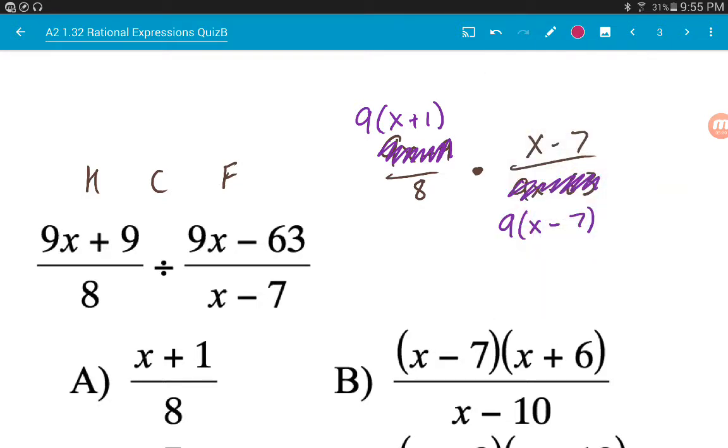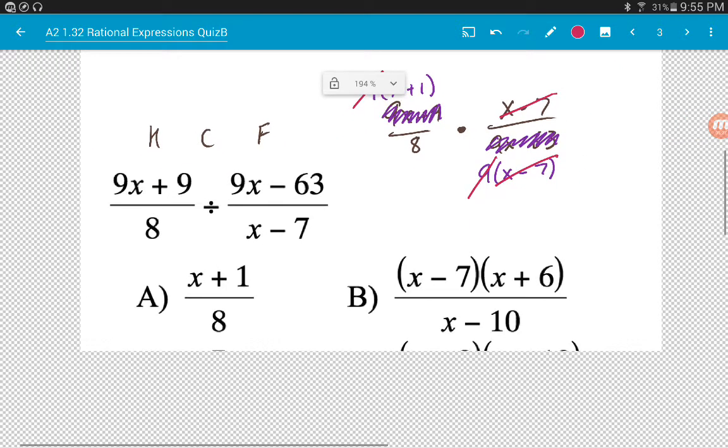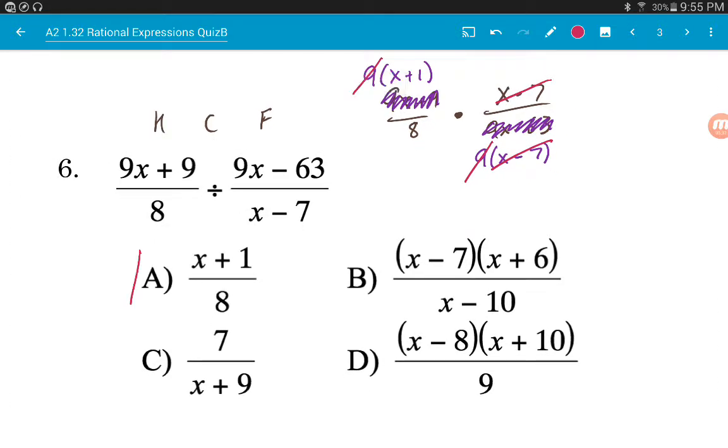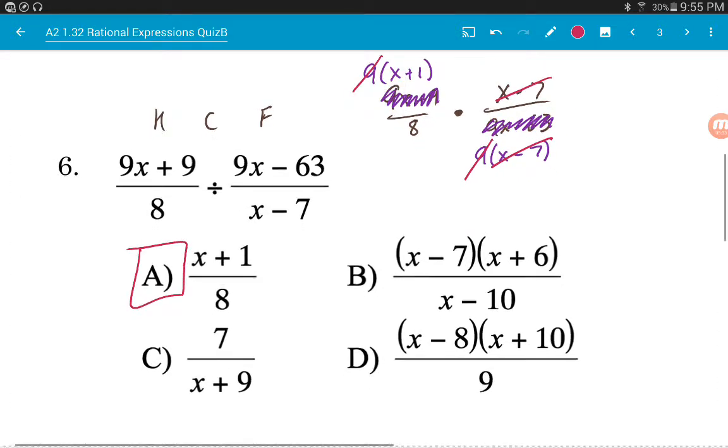So let's see all the awesome things we can cross out. x minus 7, x minus 7, 9, and 9. My final answer is going to be that. It's going to be x plus 1 over 8. Answer choice A.